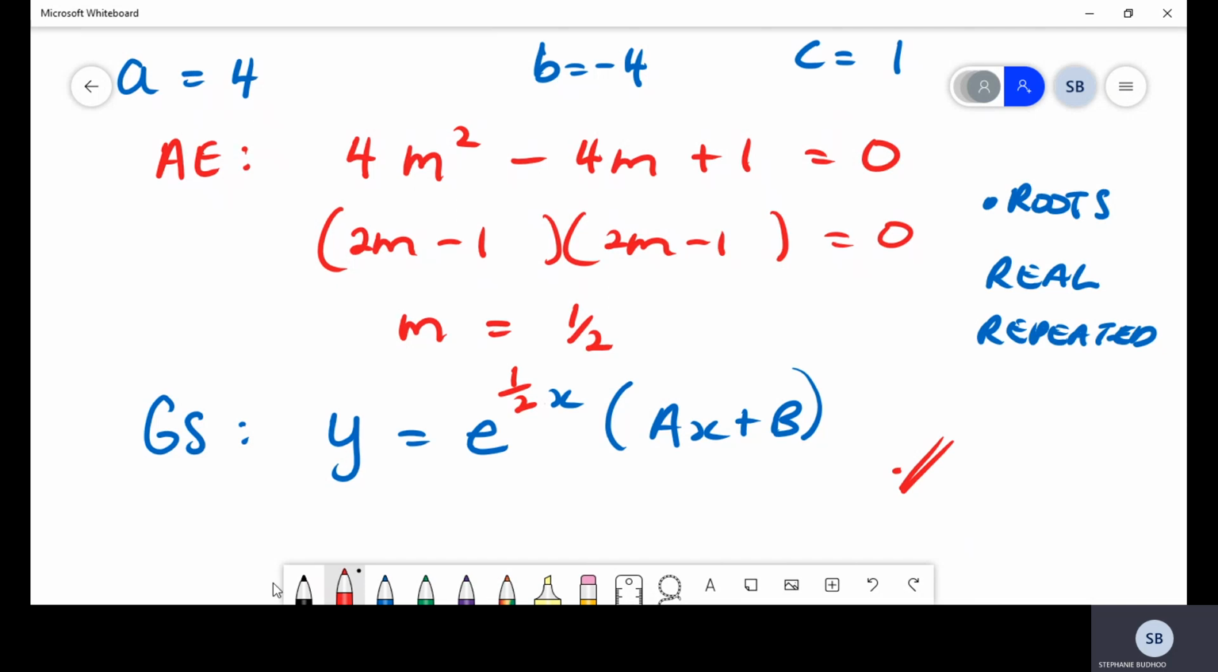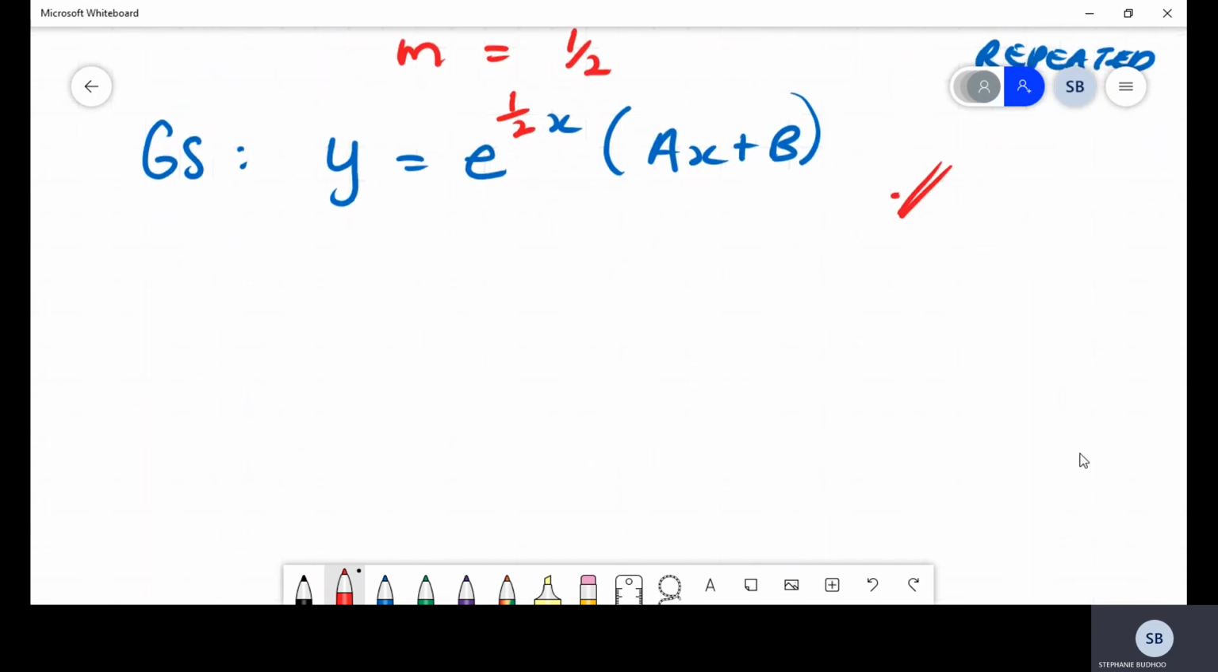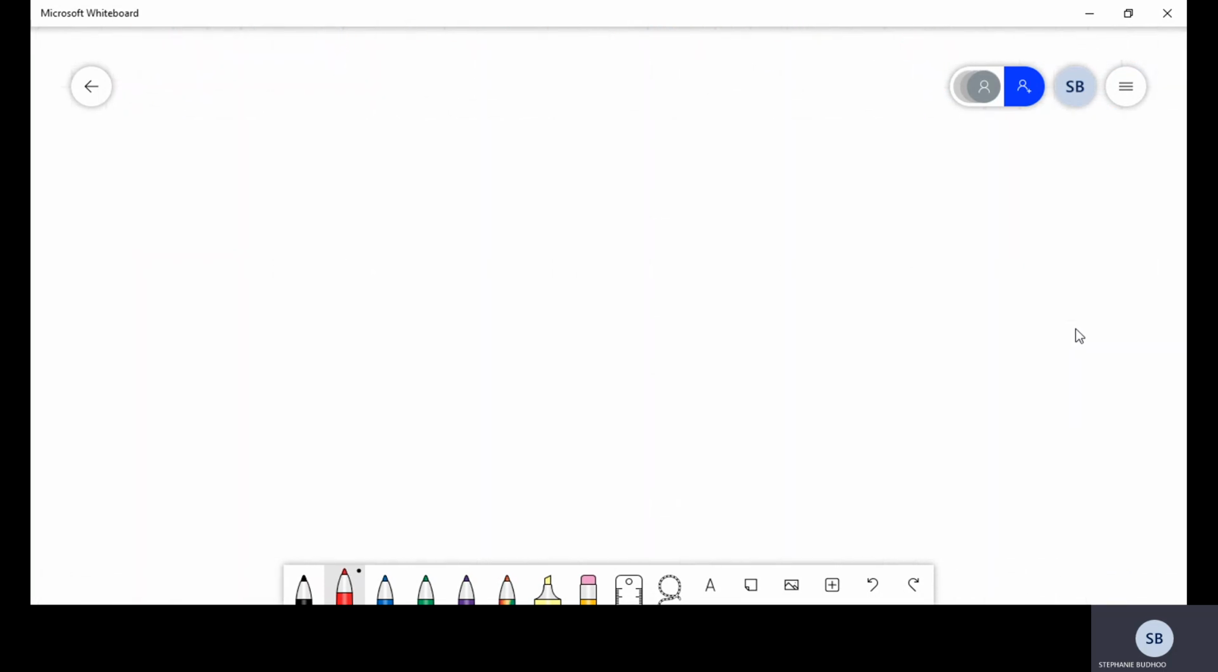Now, let's look at an example where we have neither repeated roots nor distinct real roots. So this is our third example here. Let's say we were asked to solve the following differential equation.